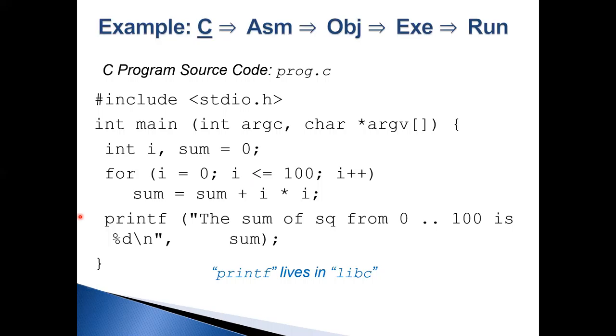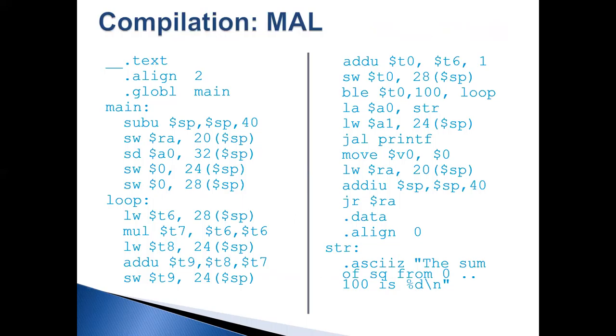Now let's see what I did. This is MAL. What does MAL stand for? MIPS assembly language. So I have the text segment, and then these are just the header directives for the assembler to know what's going on. I align, my word alignment is 2 to the power of 2, which is 4, so 4 bytes is a word. Then I have a global label called main, which means that people can see my main. So it will be in the symbol table.